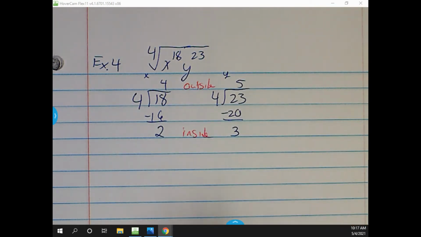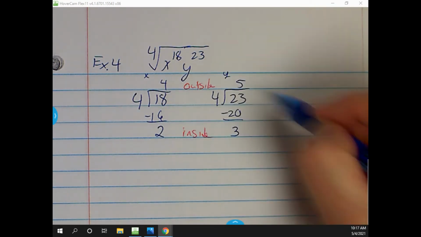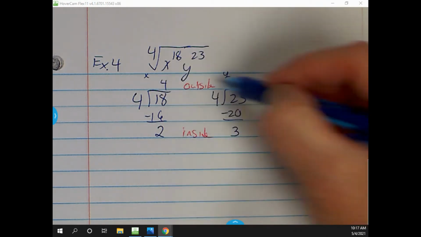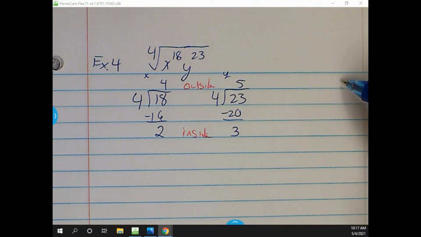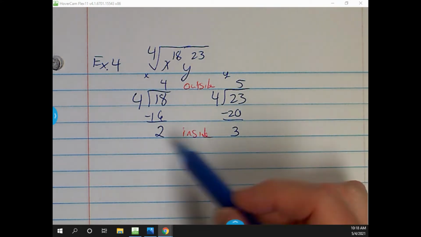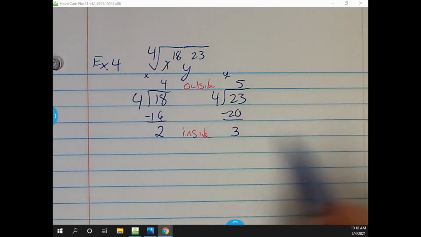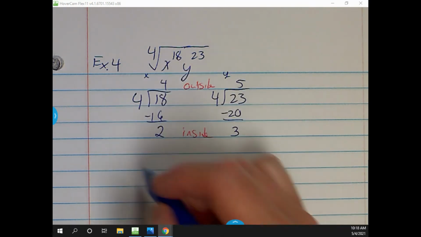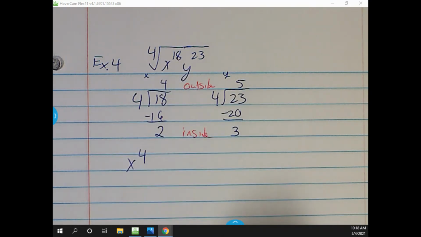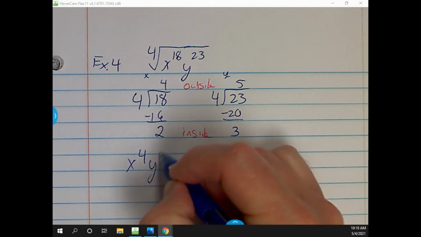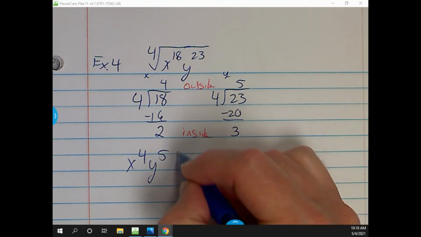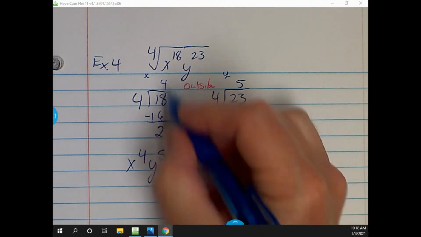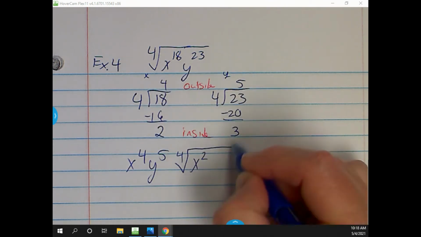And then if you had another variable, if you had a z at the end of it, you could do the z over here. Everything that's on the top, that would be every power that goes on the outside. Everything that's on the bottom, that's everything that's going to be remaining on the inside. So for this one, we're going to need x to the 4th on the outside. We're going to need y to the 5th on the outside. And on the inside, we need the 4th root of x squared and y to the 3rd.